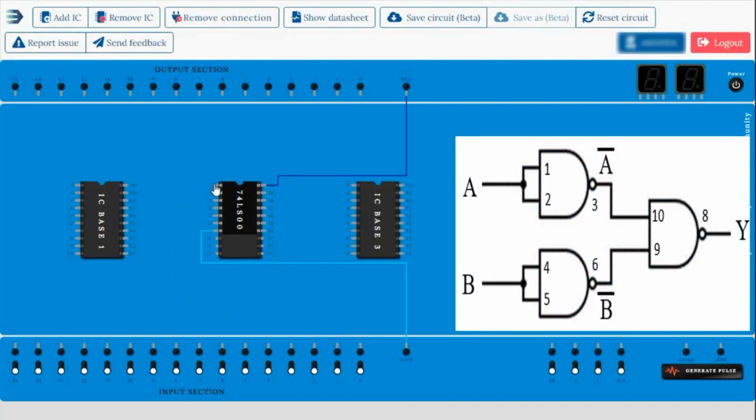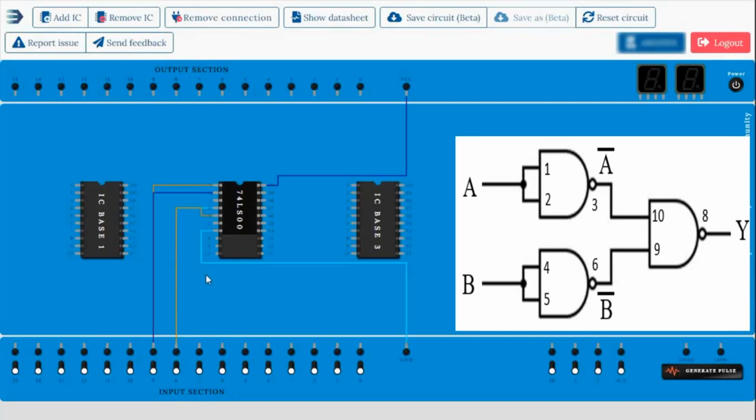Pin number 1 and 2 is connected to same input. Also pin number 4 and pin number 5 is connected to another input. So two inputs are taken at first and second NAND gate. Now the output of first and second NAND gate will be the input of third NAND gate.